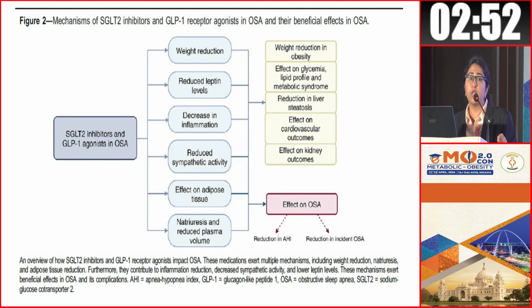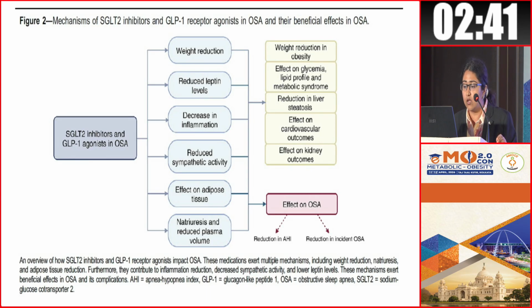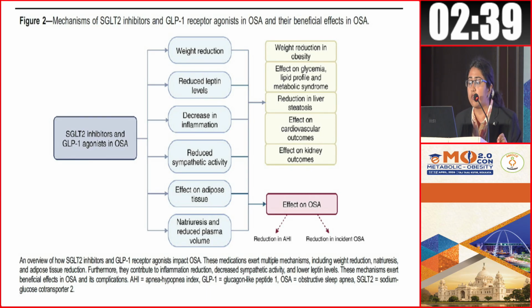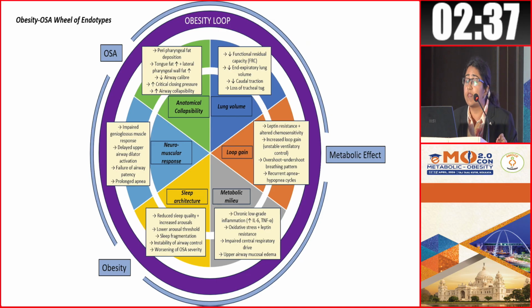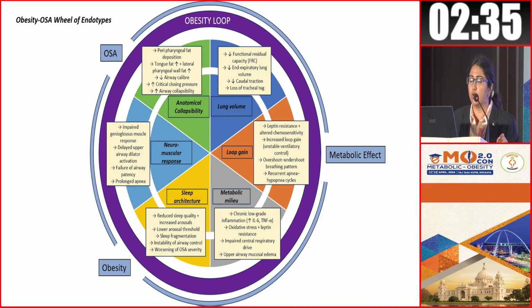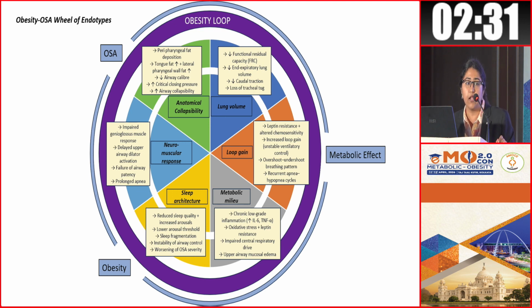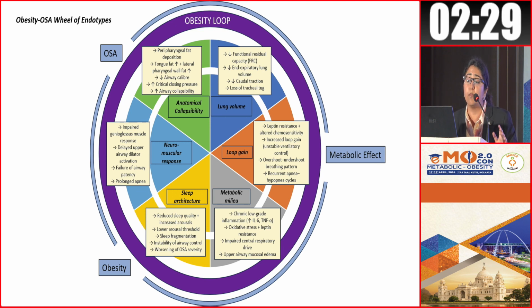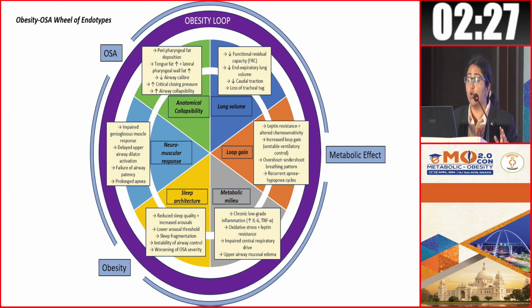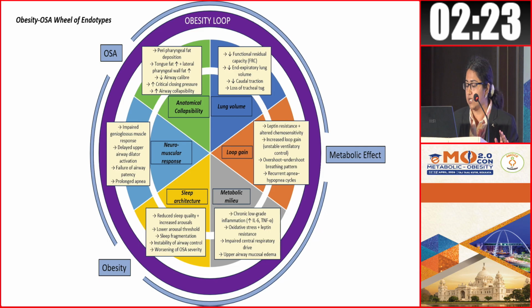And the SGLT2 inhibitors, the GLP-1RAs and the twin incretin tirzepatide attack the very core of this pathophysiology, causing the beneficial effects in OSA. This is an obesity OSA wheel of endotypes, and each spoke of this wheel represents anatomical, physiological and pathological mechanisms by which the OSA, metabolic effect and obesity are interrelated.